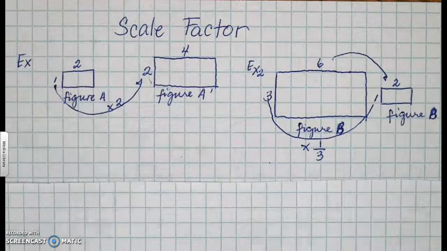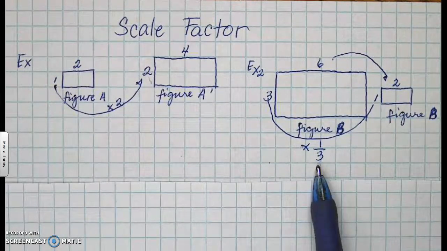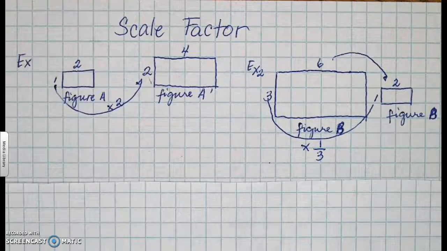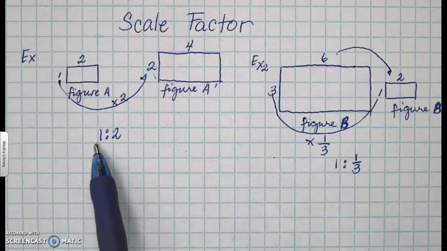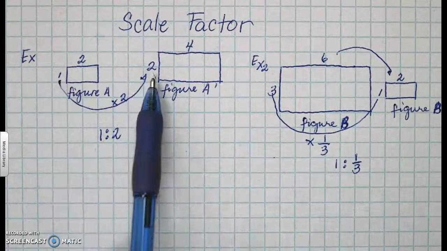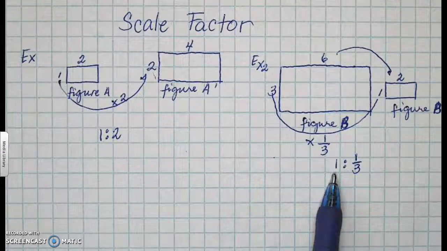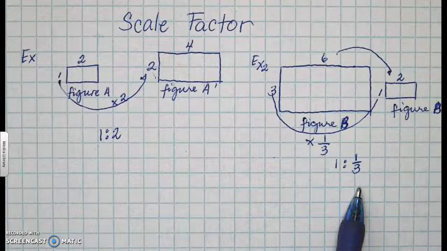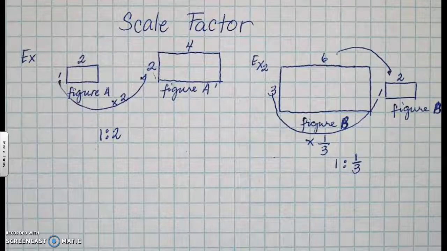So scale factor may be dilating it to make it bigger or dilating it to make it smaller. This may also be expressed in ratio form, and in this case, this is 1:2. So from 1, you have increased the side to 2 units, and in this particular case, it's 1:1/3, meaning from this side, it became smaller by 1/3, and we're talking about the measurement of the sides.